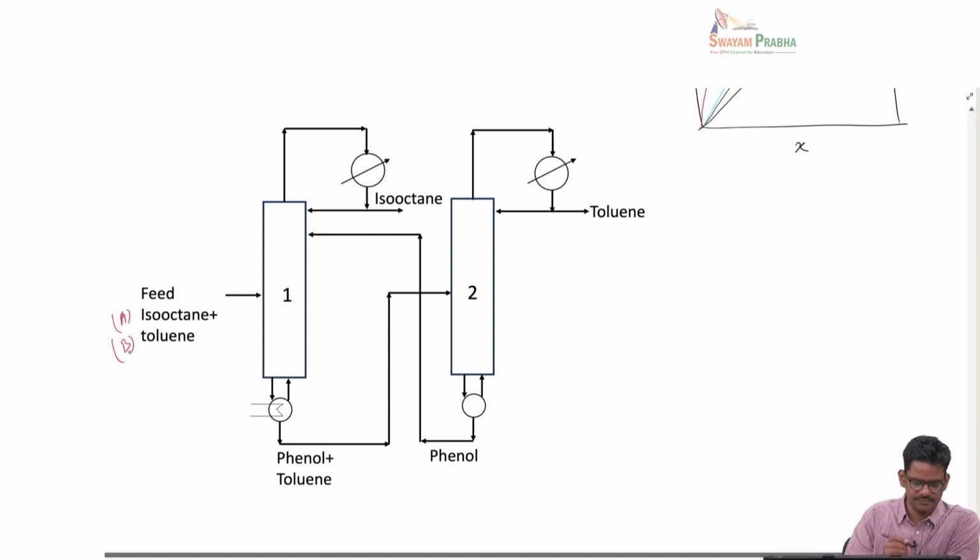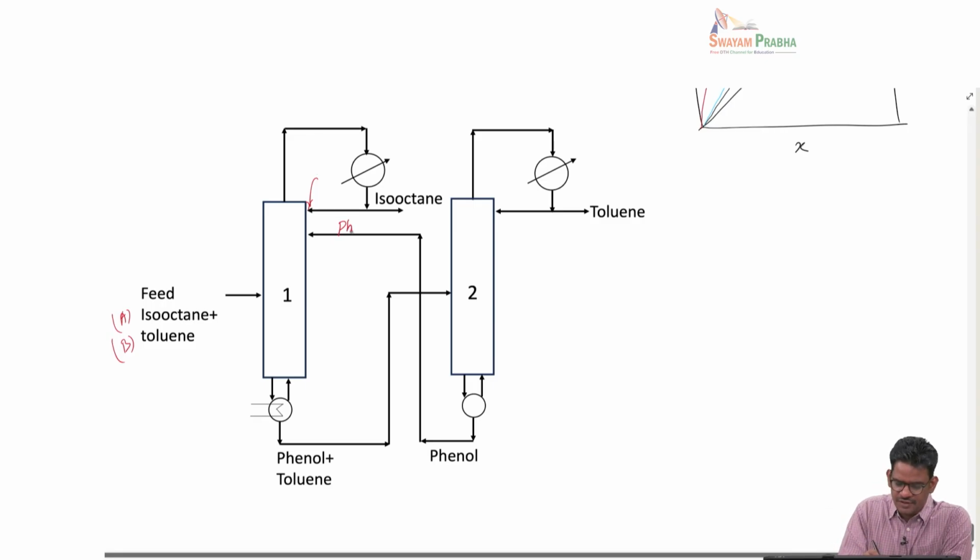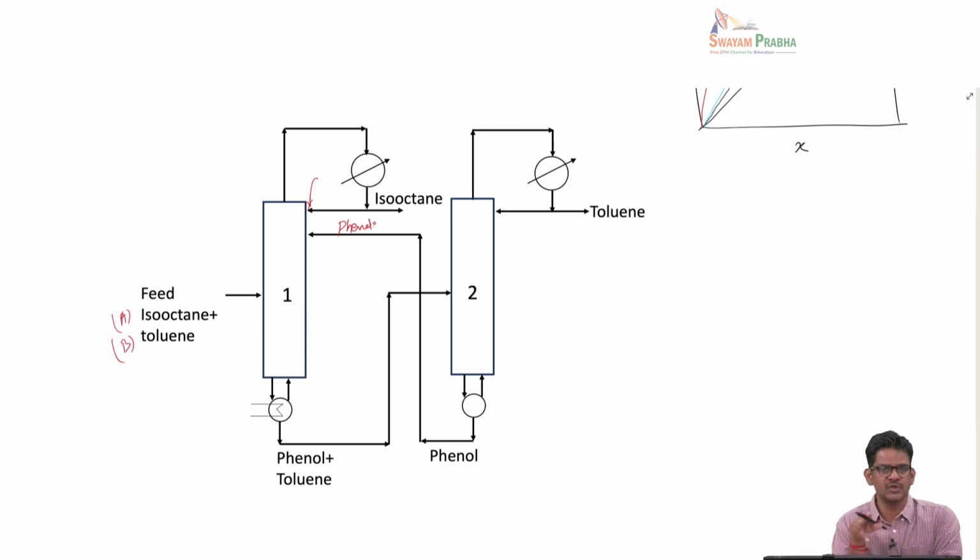and toluene, B, and then we send isooctane from the top. This is isooctane, and by changing the reflux ratio, we can adjust what percent is to be refluxed, and there is another stream in which phenol is added too. You can see at the top there are two streams entering. One is this isooctane as a reflux, but there is also solvent added to the top, which is phenol.